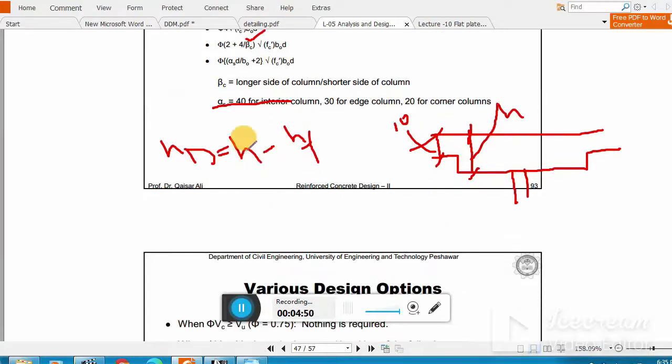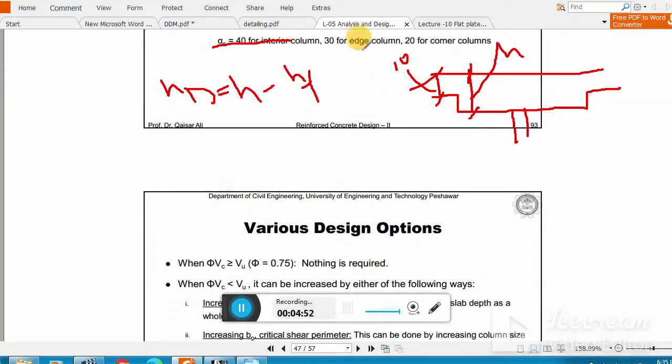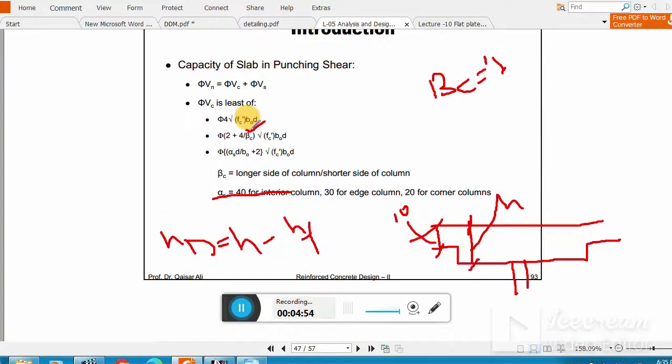So now how can you determine this H? This can be easily determined from the same shear equation, this equation.